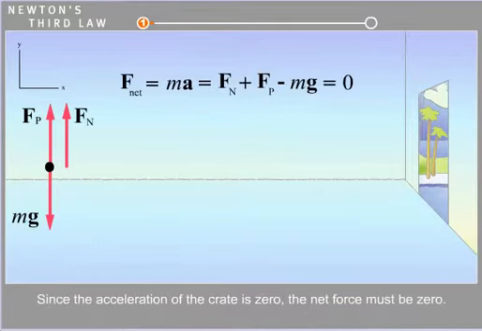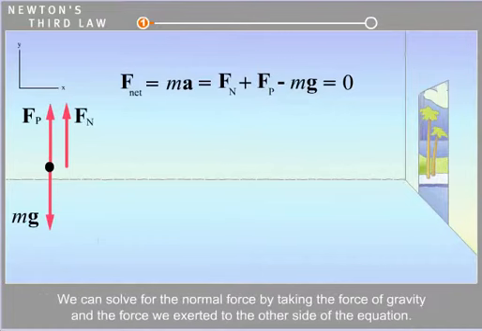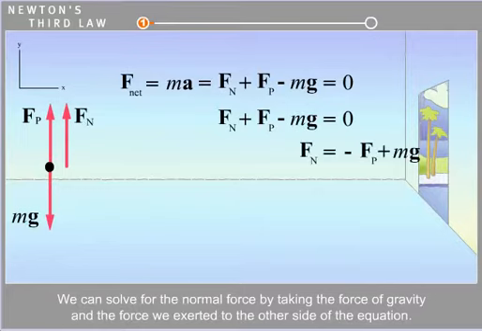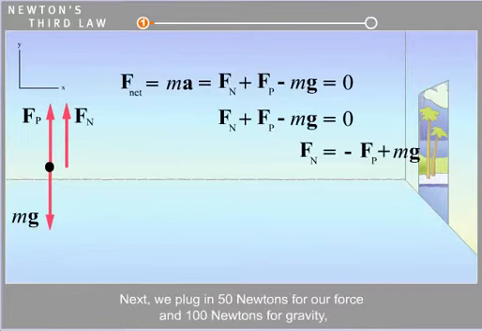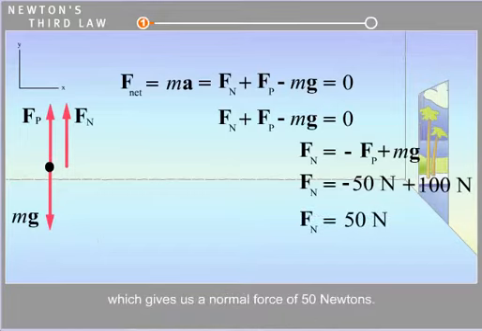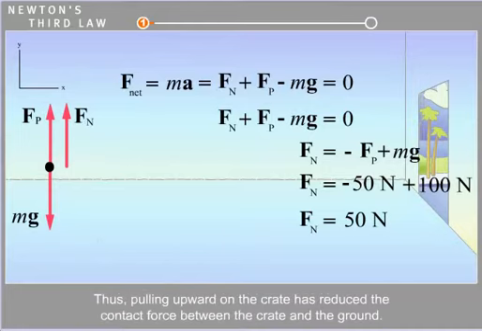Since the acceleration of the crate is 0, the net force must be 0. We can solve for the normal force by taking the force of gravity and the force we exerted to the other side of the equation. Next, we plug in 50 newtons for our force and 100 newtons for gravity, which gives us a normal force of 50 newtons. Thus, pulling upward on the crate has reduced the contact force between the crate and the ground.